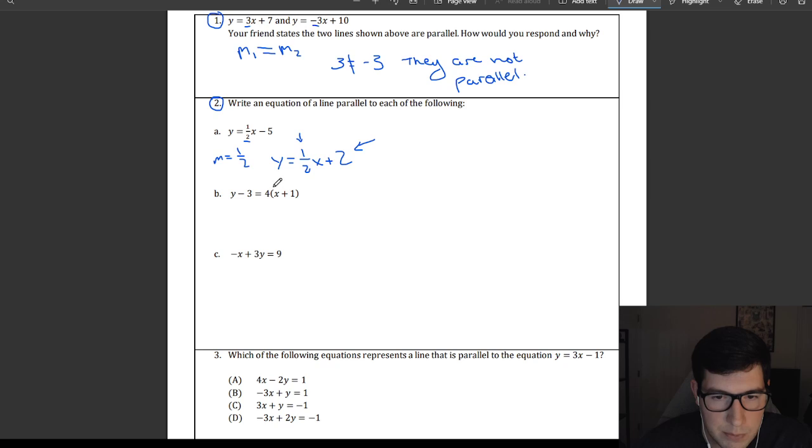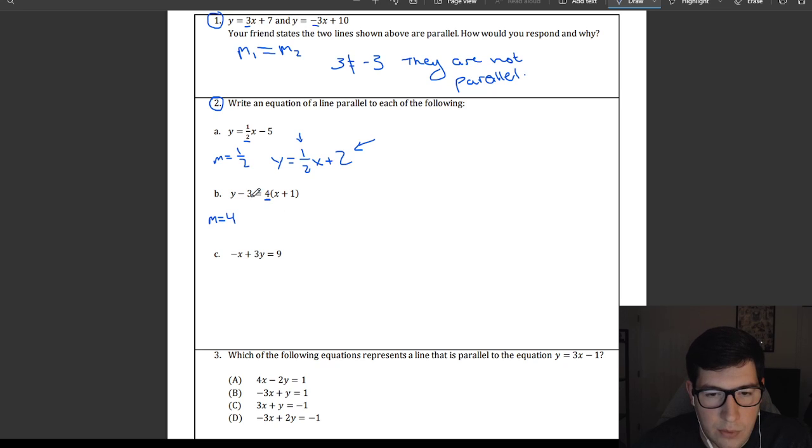And so now moving down to b, again, hey, I have this 4 right here. I know this is point slope. I know this is where my slope lives in this equation. I know that my slope is going to be 4. So I know that my slope moving forward needs to be 4.